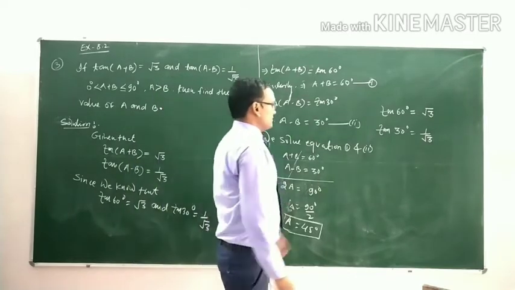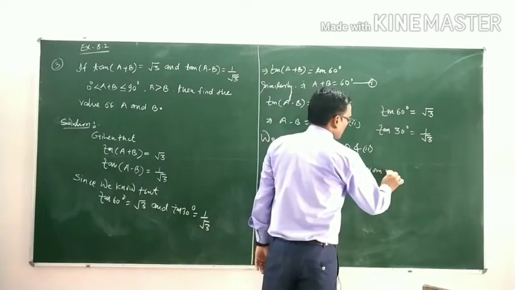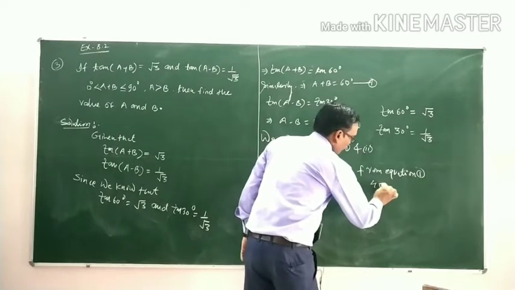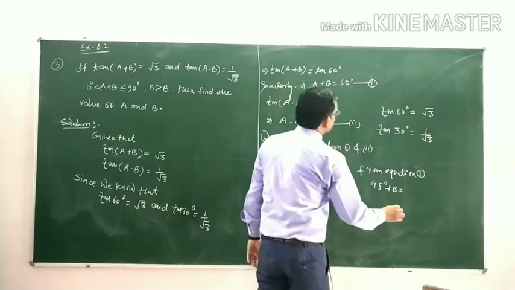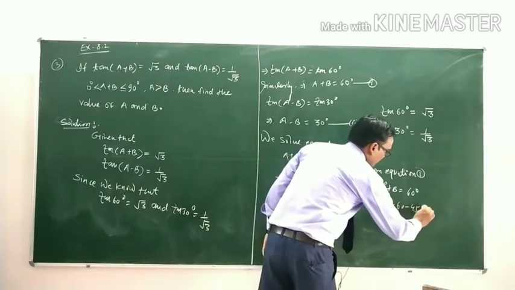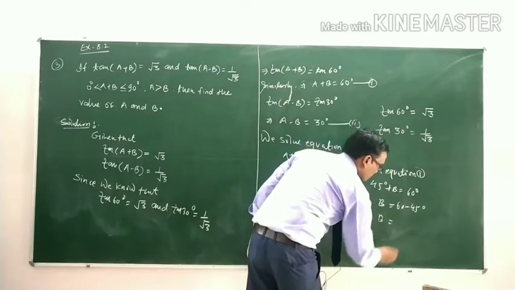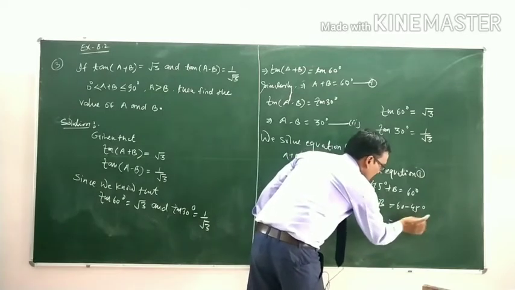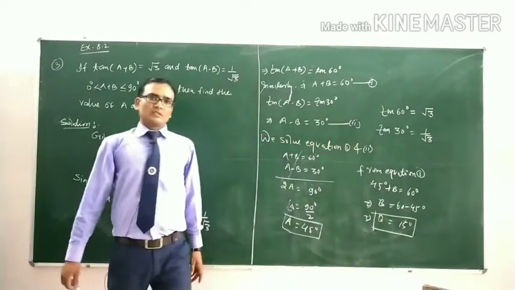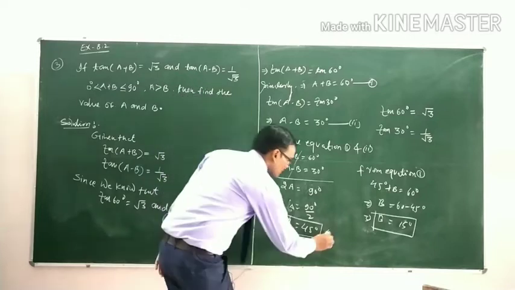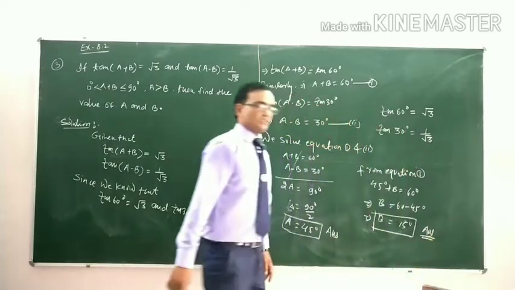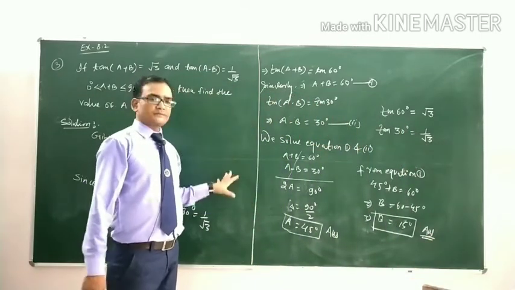Put this in equation 1. From equation first, 45 plus B equals 60 degrees. Then this implies that B equals 60 minus 45, so B equals 15 degrees. Okay students, the value of A equals 45 degrees and the value of B equals 15 degrees. This is your answer. You understand this question?